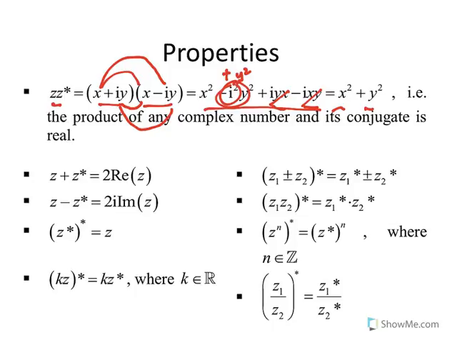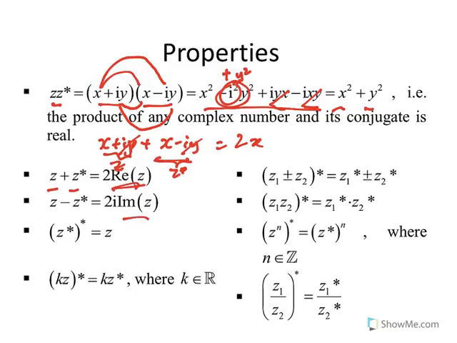Okay, next one. Easy, right? x plus iy plus x minus iy. This is your z asterisk, this is your z. You can see these two will cancel off. So you just get 2x, which is 2 times the real part of z. And similarly the rest will follow.